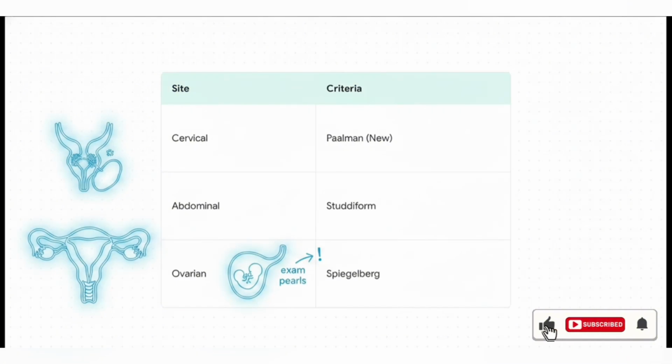All right, rapid-fire revision time. Take a mental screenshot of these names right now because examiners absolutely love matching questions on these eponyms. For a cervical ectopic, the new criteria is Paalman, while Rubin is now considered obsolete. For an abdominal ectopic, it's the Studdiford criteria, and for an ovarian ectopic, it's Spiegelberg. You just have to rote learn these names, they're straight, high-yield one-liners.